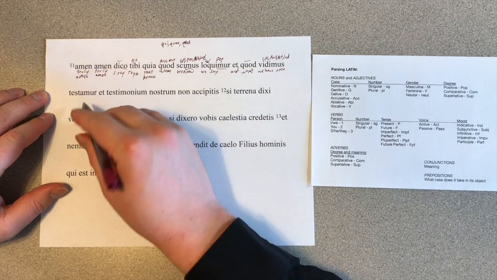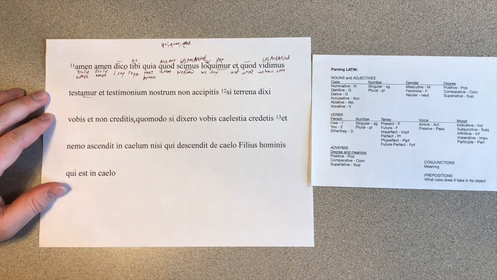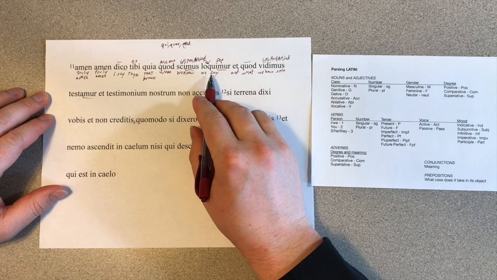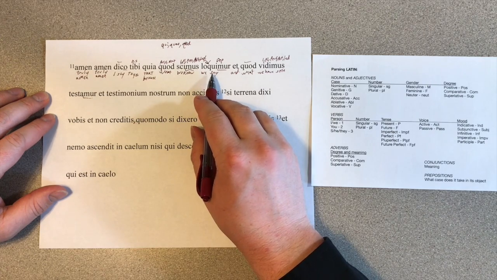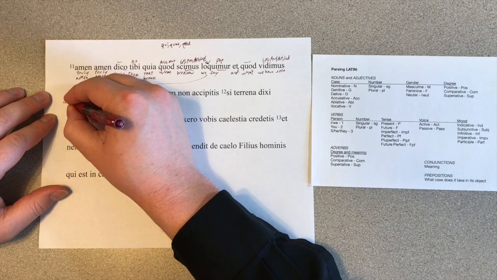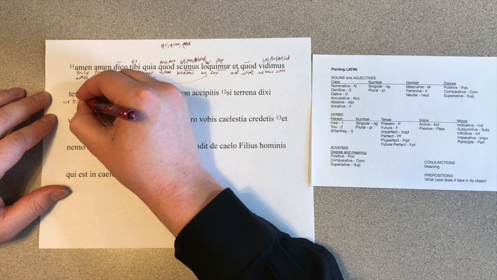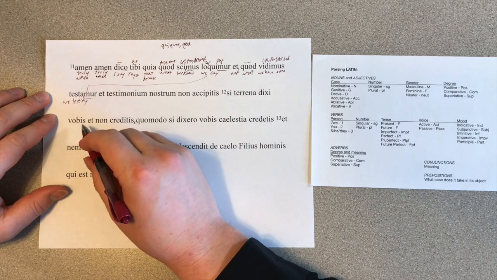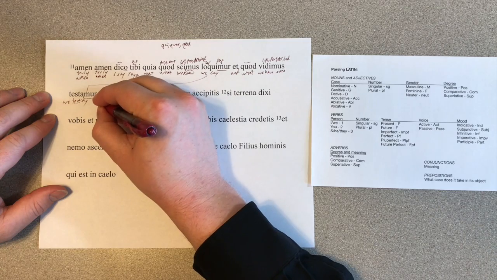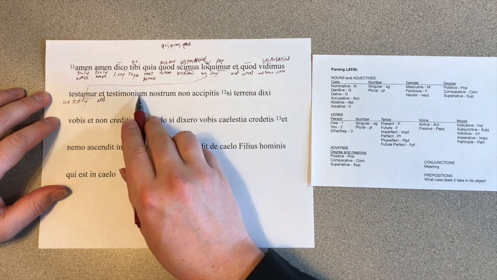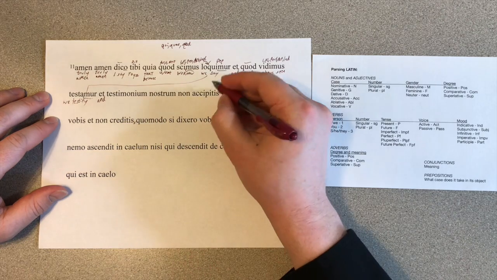Testamur, M-U-R again as our ending, so it's going to be the same as loquor, testor, testari, I think is that form. We testify. This is a deponent, and that is a deponent, so that's nice. And, which is not spelled at, testimonium nostrum non accipitis.